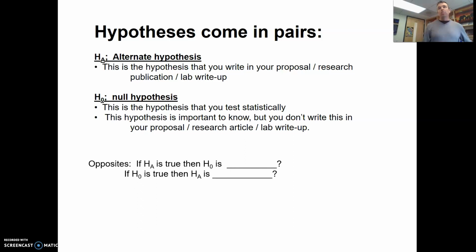Okay. So if your regular hypothesis is true, then obviously your null hypothesis would be rejected. If your null hypothesis is true, then your regular hypothesis at least is not supported. Even if it's not rejected, it's not supported by these statistics if your null hypothesis cannot be rejected.